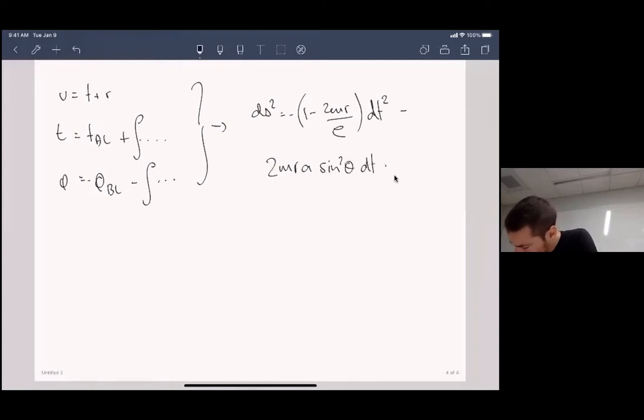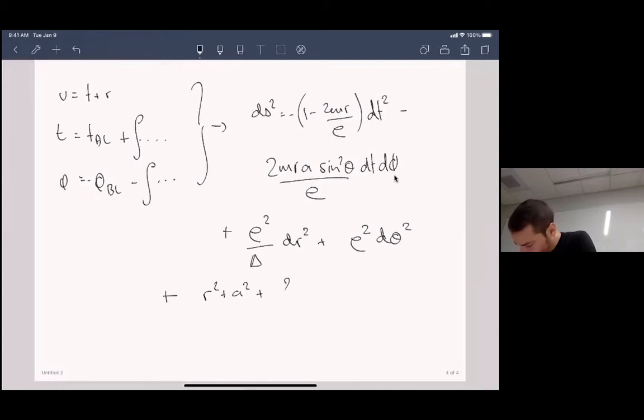However, the bad thing about this metric is that it's apparently singular in lots more places than the previous metric of Kerr. So you might think, okay, now comes the challenge of having to do away with these coordinate singularities, which a priori you don't know if they're coordinate singularities.